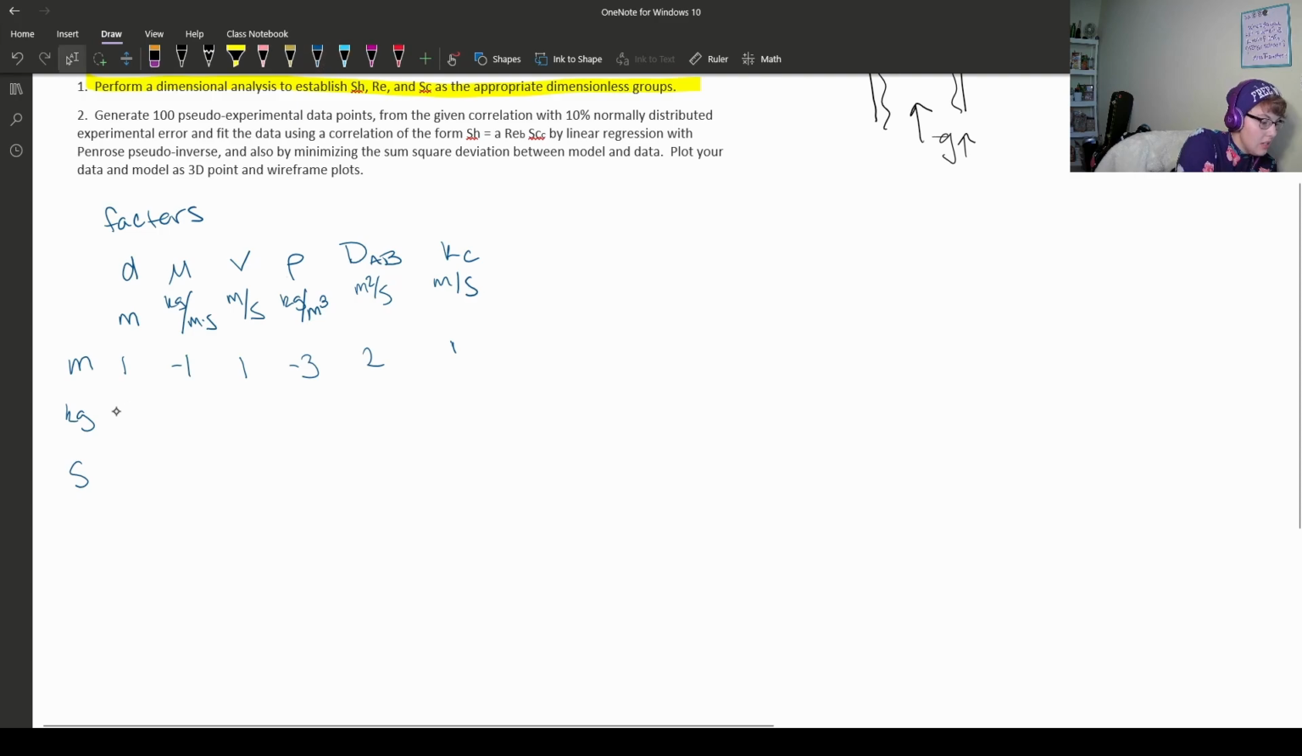Then for the mass, we have 0 since it's not involved in the diameter: 0, 1, 0, 1, 0, 0. And then for our time parameter, the time unit seconds, we have 0, -1, -1, 0, -1, and -1. So we need to determine the uniqueness of each of these columns, which is the rank of the matrix, and we can do that in Python. So we will do that in a second.